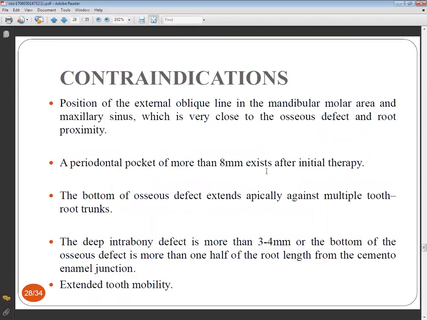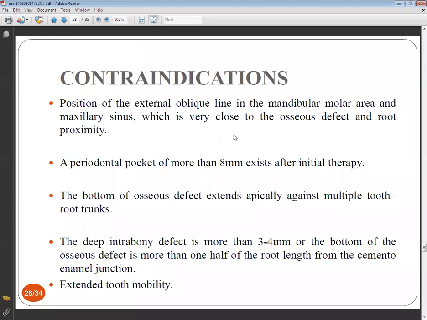So what are the contraindications of resective osseous surgery? Contraindications include when defects are nearer to any anatomical structures like the external oblique ridge or maxillary sinus. So these areas should be avoided with resective osseous surgery. If a periodontal pocket has a depth of more than 8 millimeters, then resective osseous surgery is contraindicated. If the bottom of pocket defects expand apically around multiple root trunks, then also it is contraindicated. And mobility: if the tooth is mobile, you should not go with resective osseous surgery.